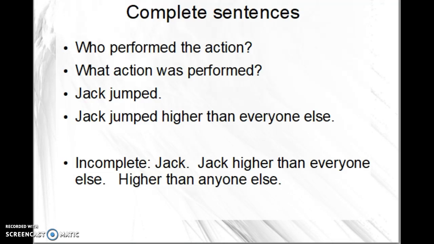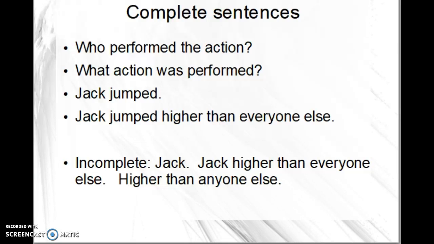So for example, a very, very simple sentence would be Jack jumped. In this sentence, we have both a subject, which is Jack, which is who the sentence is about, and we have an action that he performed. He jumped. A slightly more complex sentence: Jack jumped higher than everyone else. Again, that sentence has those core elements of having a subject, which is what the sentence is about, and a verb, which is the action that's performed in the sentence.